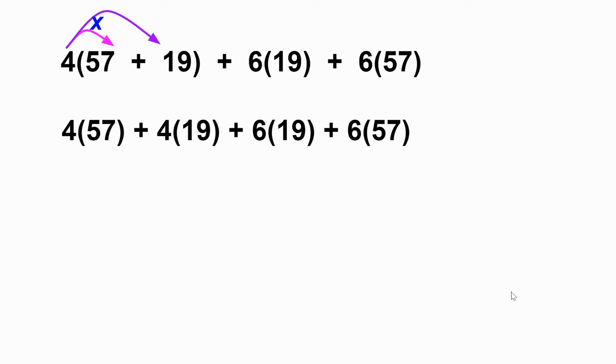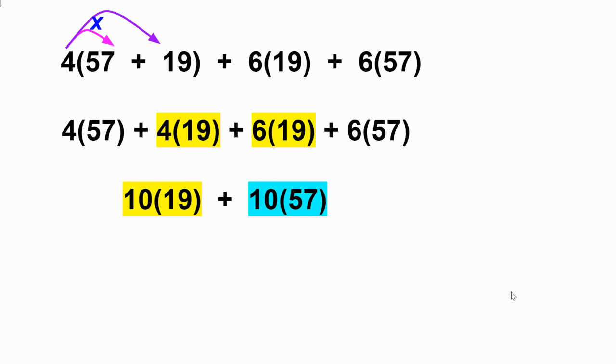So the first thing I've done, I've distributed it through, and now look how simple this is. This is just like we did in the other two videos. Take a look. There are 4 57s and 6 57s. So if I add 4 and 6, I get 10 57s right there. Oh, that's a lot prettier. And then, of course, we see 4 19s and 6 19s. Well, that means I have 10 19s right there.